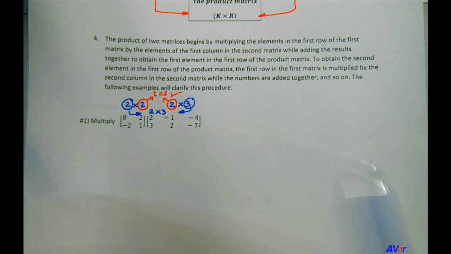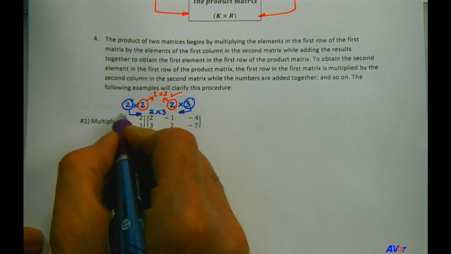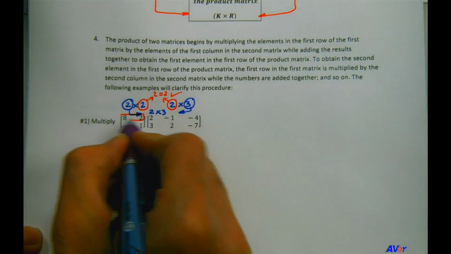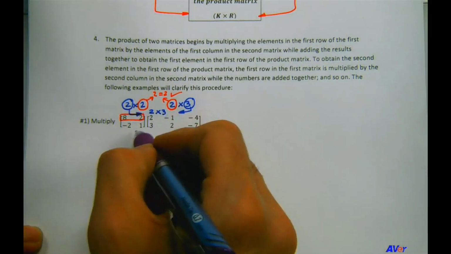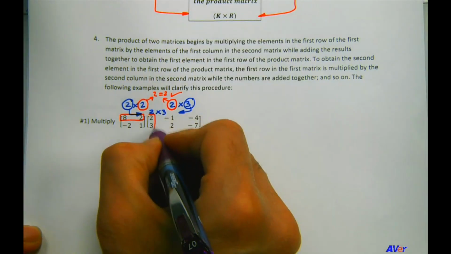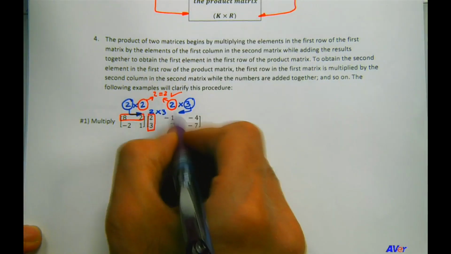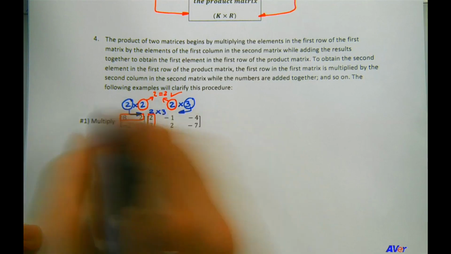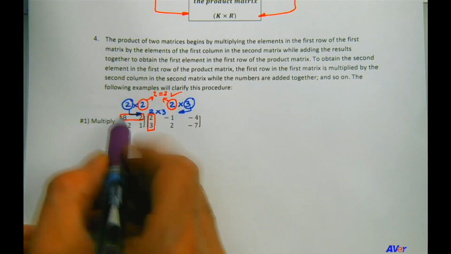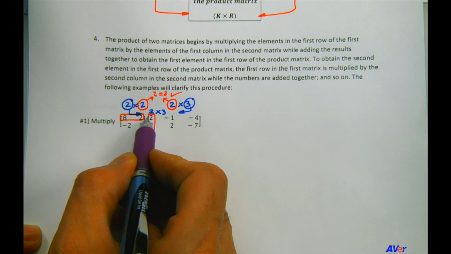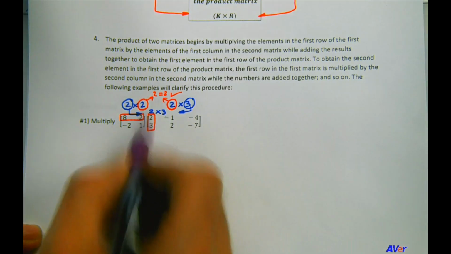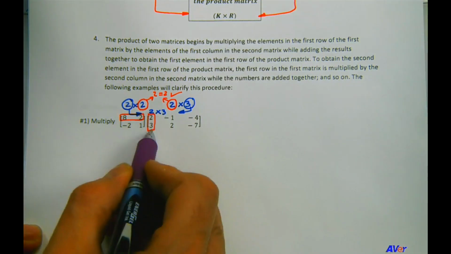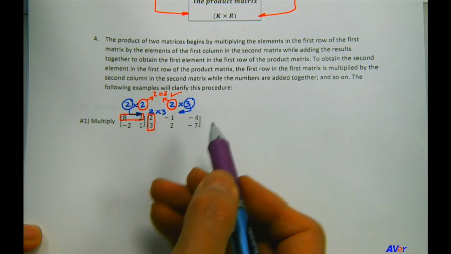Now, how do we multiply? The way we multiply matrices is we start by multiplying these numbers in the first row of the first matrix by each of the columns in the second matrix, and then add the result for each column. So multiply 8 by 2 and then 2 by 3 and add them together. So 16 plus 6, 22, right?